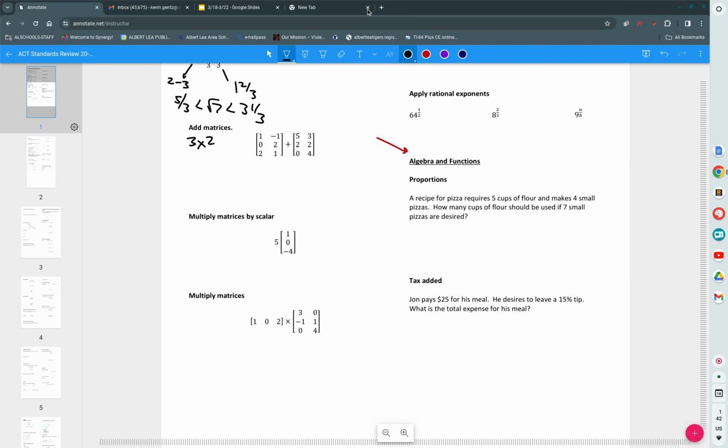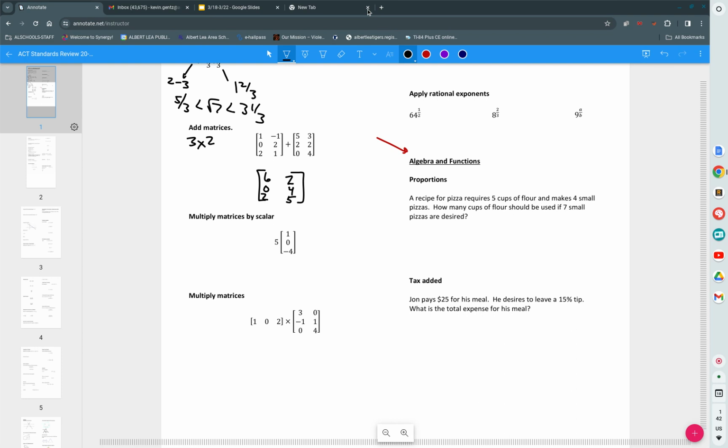They are both 3x2s, which means I can add them together. And when you add them, you just add the corresponding entries. 1 plus 5 is 6. -1 plus 3 is 2. So on and so forth. Add up the corresponding entries and be done with it.